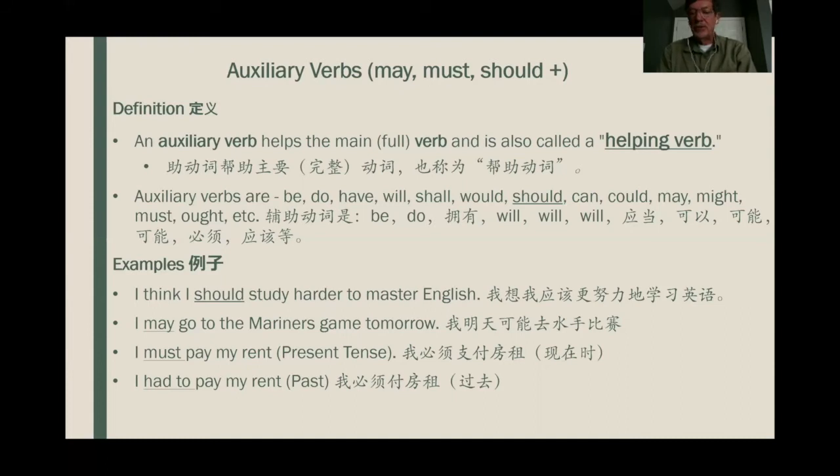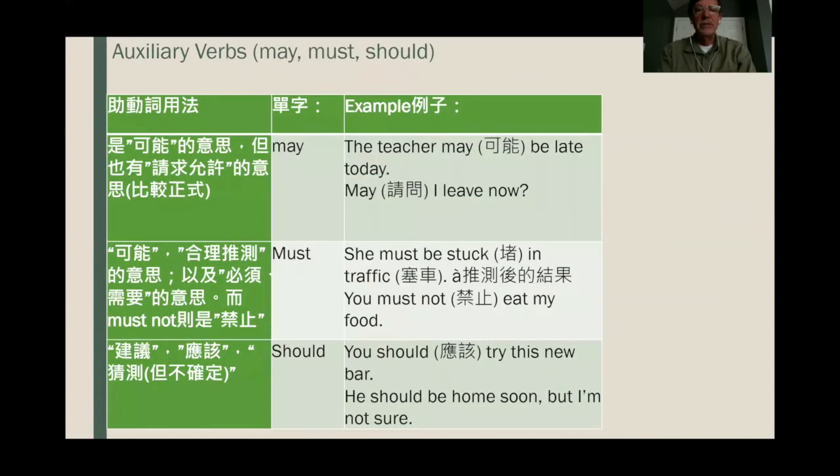So we have a few examples following this, and we'll go through them pretty quickly. This might look familiar. You probably saw this in, I believe, lesson 2. But it's auxiliary verbs or helping verbs, may, must, and should. So here we go with another example. The teacher may be late today. So may is the helping verb. To be late is the main verb.